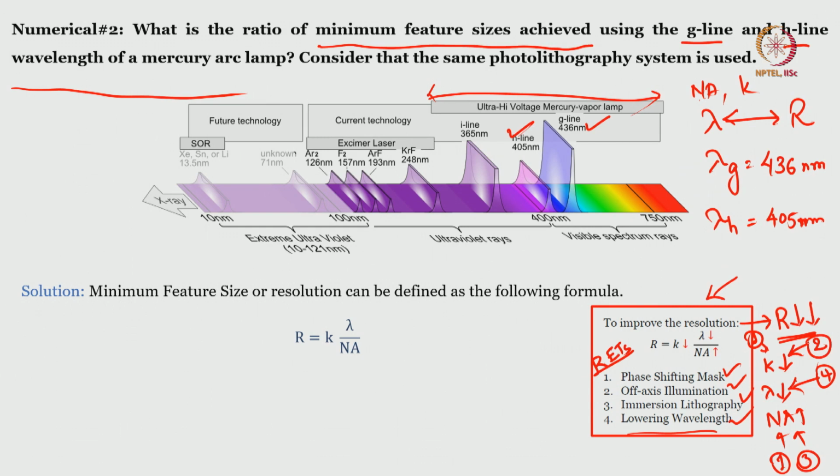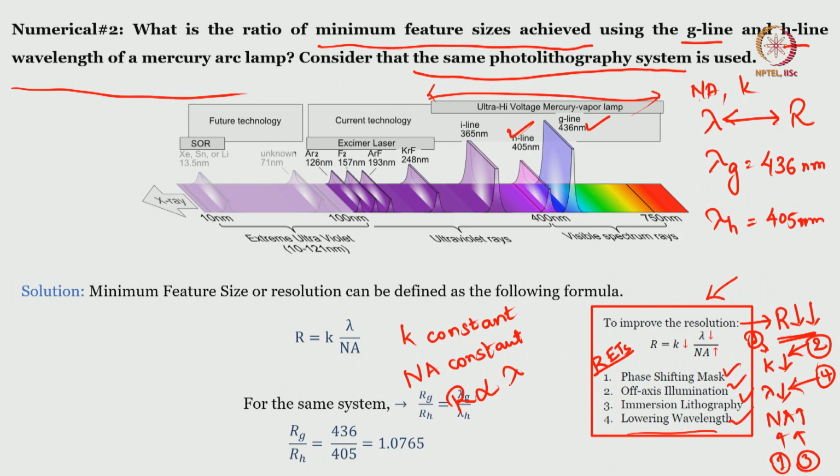So, each technique affects your formula or one of the parameters accordingly. Now you see that minimum feature size and all is given. Additionally, it is given that the same photolithography system is used. So, for the same photolithography system, your K remains constant. Also, the same system means the lens and all arrangement will remain the same, so your NA also will remain constant. So, now the only thing is that your final resolution is proportional to your wavelength. You put the values and you will get the final result.